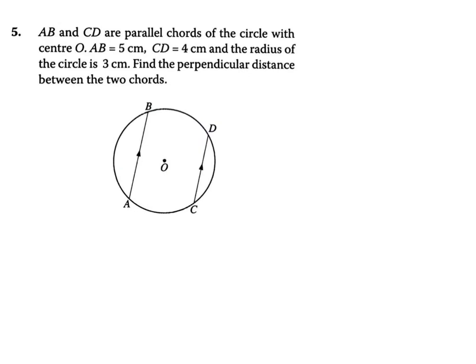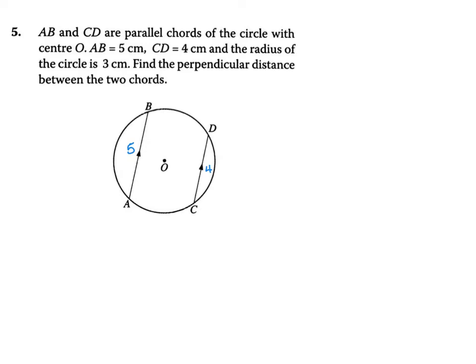Next question, question number 5. AB and CD are parallel chords of the circle. AB is 5 cm and CD is 4 cm. The radius of the circle is 3 cm. How can I find the perpendicular distance between the two chords?